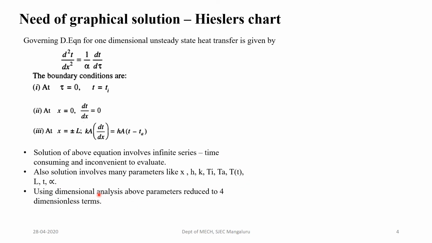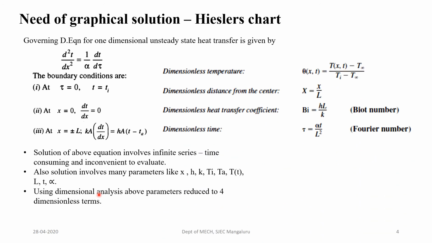In the dimensional analysis applied, we can reduce the number of variables into 4 dimensionless terms, and these are: one is the dimensionless temperature, we call theta of x comma t, given by T of x comma t, the temperature at any space and time, minus T infinity, divided by Ti minus T infinity. Then dimensionless distance, Biot number and Fourier number. So these are the 4 dimensionless numbers we get. Now it is easy to plot the variation of each variable. There are only 4 variables.